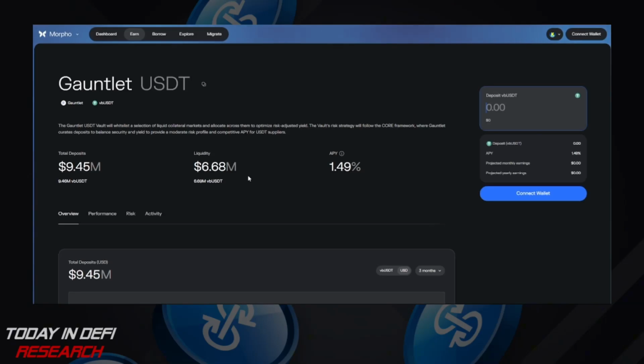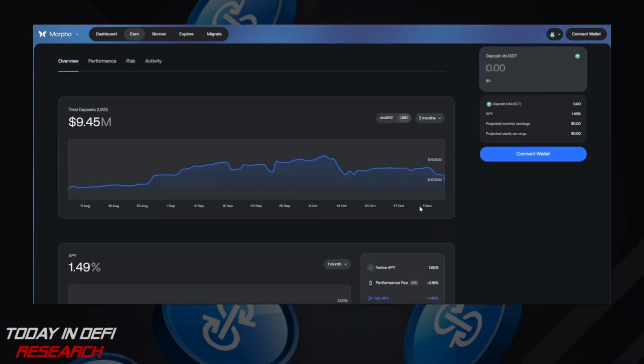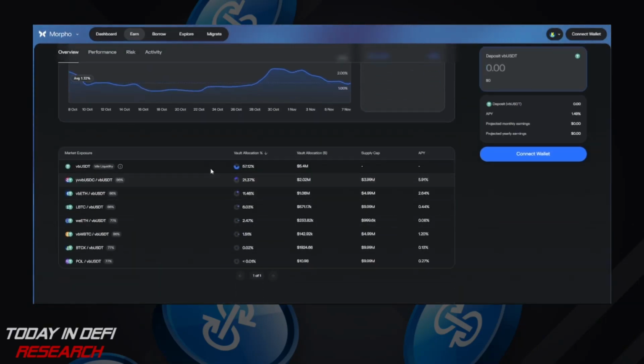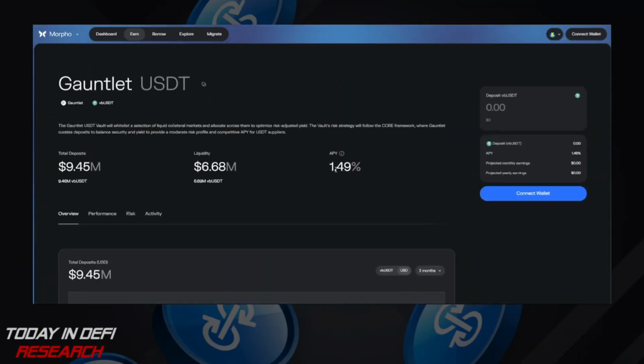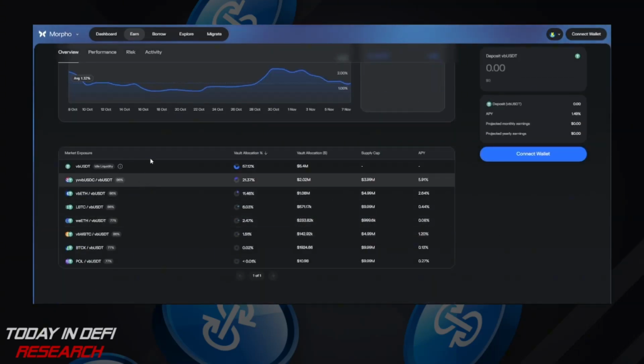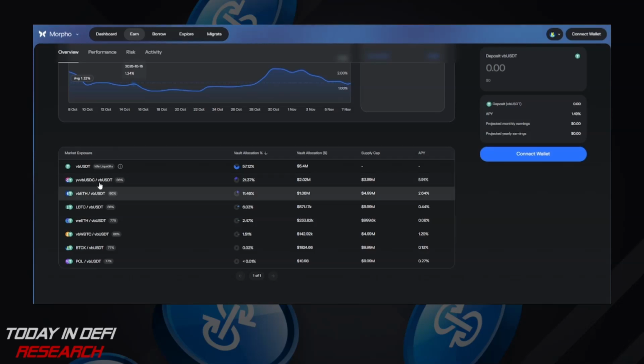Another one here is USDT. This is the USDT vault managed by Gauntlet, and we can check which market exposure we're being exposed to. First is only idle liquidity for VB USDT. That explains the low APY, actually only 1.49%. But just like the Yearn OG vault, they provide liquidity for their own yield token and also bigger markets like BTC and ETH tokens. They have a more volatile market here for Polygon, but it's a very minor allocation, so we don't need to worry about it. What we need to worry about are the huge allocations.